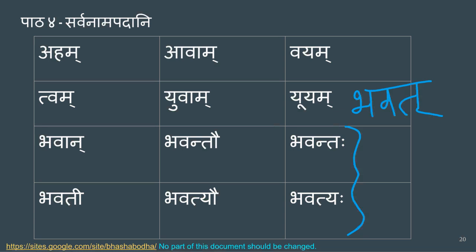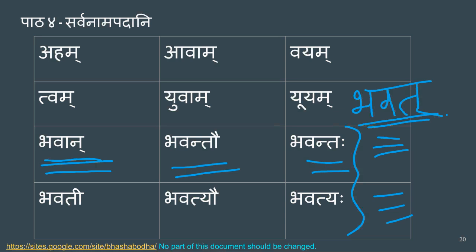Bhavat is the pratipadikam for both the words, for this pullinga word and the strilinga word also. But when it is used in pullinga form, bhavat pratipadikam only, it takes this form: bhavan, bhavantau, bhavantaha, in prathama vibhakti ekavachanam, dvivachanam, bahuvachanam. But if it is used in strilingam, bhavat pratipadikam only, it takes these forms: bhavati, bhavatyau, bhavatyaha, in prathama vibhakti ekavachanam, dvivachanam, bahuvachanam.